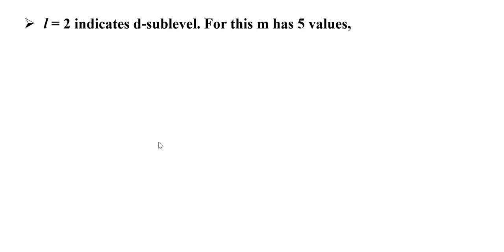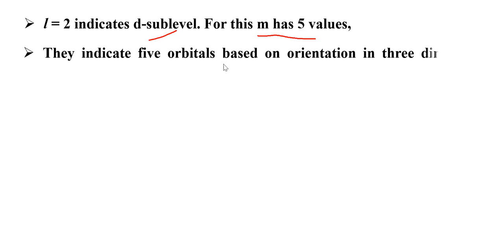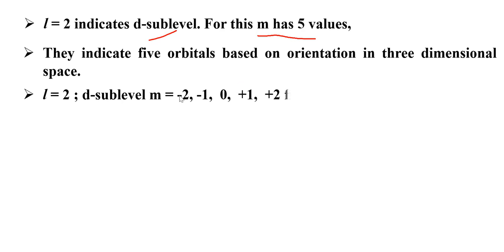Then L equal to 2 indicates d subshell. For these, m values are 5. They indicate 5 orbitals based on orientation in 3-dimensional space. L equal to 2, d sublevel, m values minus 2, minus 1, 0, plus 1, plus 2. How do we indicate those 5 orbitals? This is one logic they gave. Minus 2 does not mean very low, plus 2 does not mean higher, nothing like that. All are equal only. To indicate that 5 values are there, how do we give the 5?